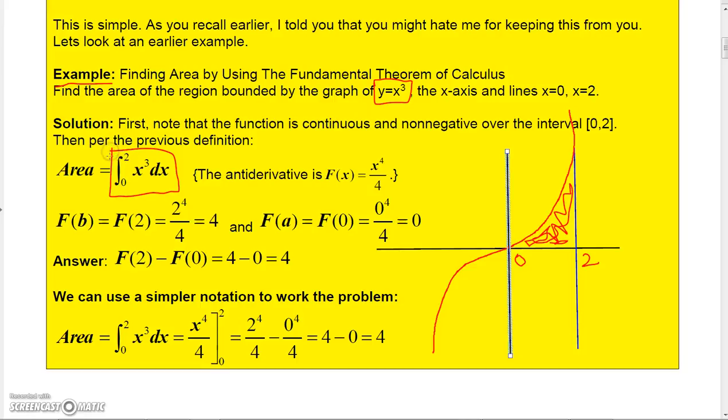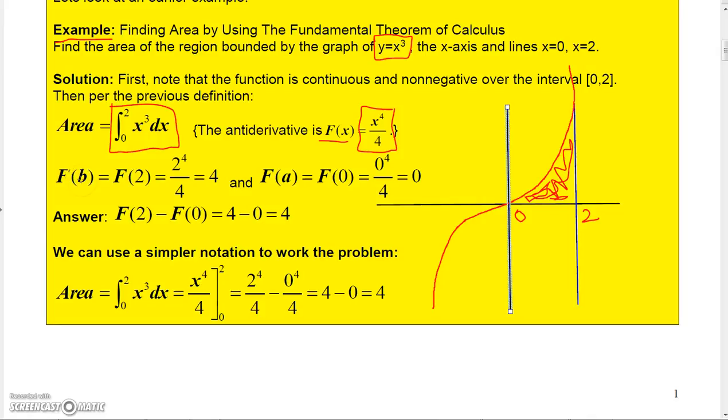Well, now we don't have to use that nasty limit definition anymore. All we have to do is find us an antiderivative of x cubed, which we know with the power rule would be x to the 4th over 4. And so that's going to be our antiderivative, capital F. And then when we do F of b, well, b is the upper limit, so that's just F of 2.